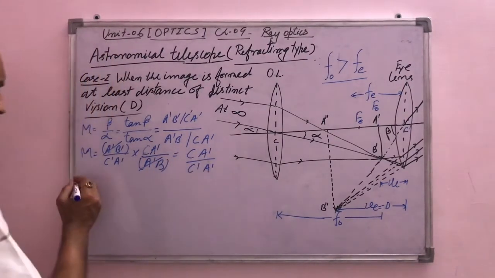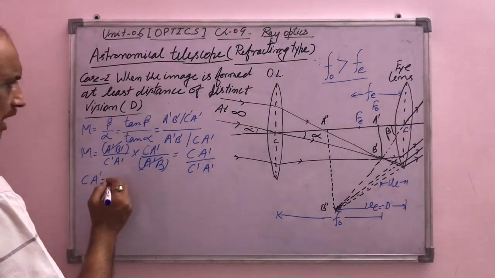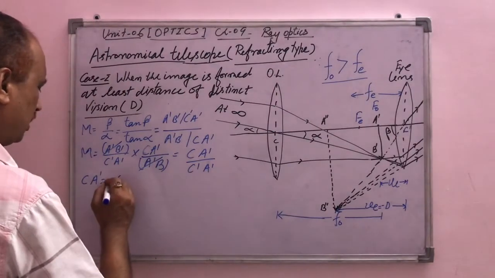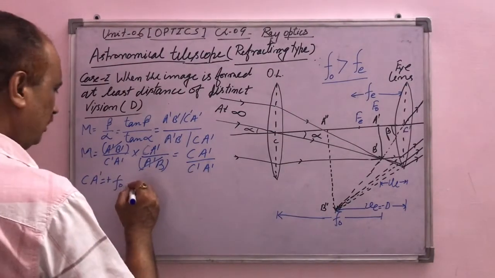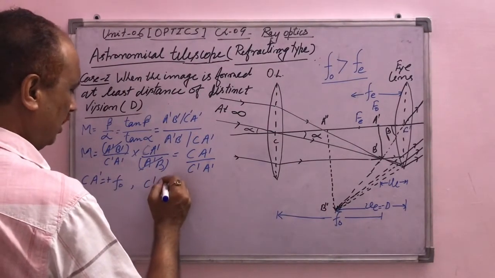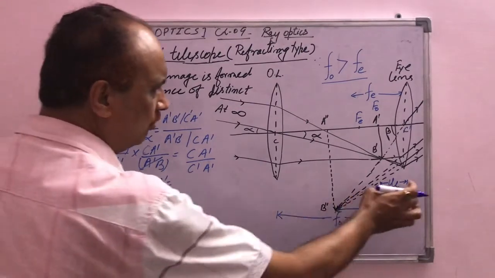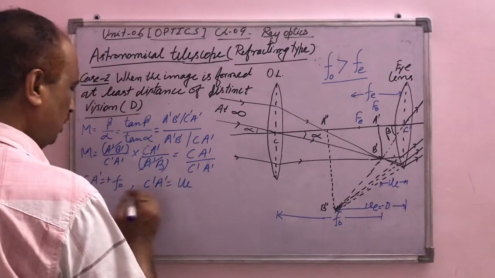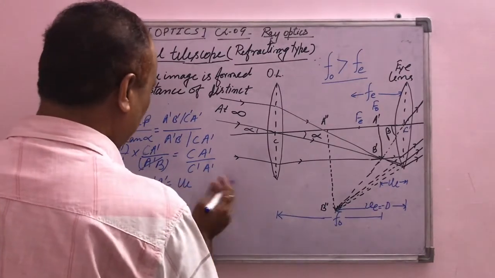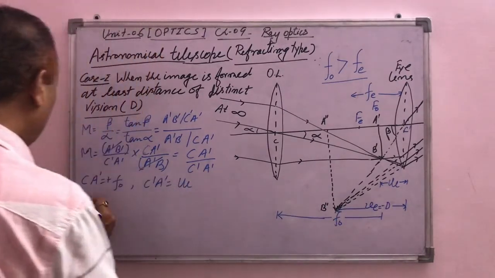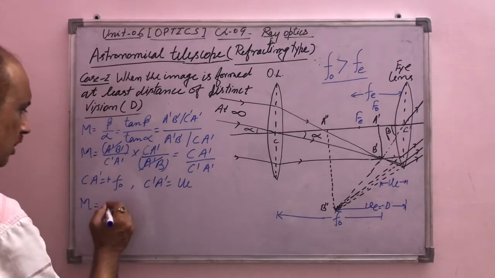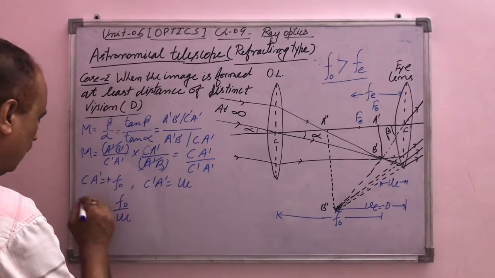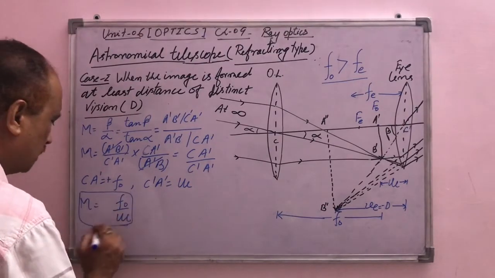Now from the figure, C A dash is equal to FO, and it is taken as positive, and C dash A dash is equal to UE. Put this value in the above formula. So M will be equal to FO upon UE. So this is the first formula.